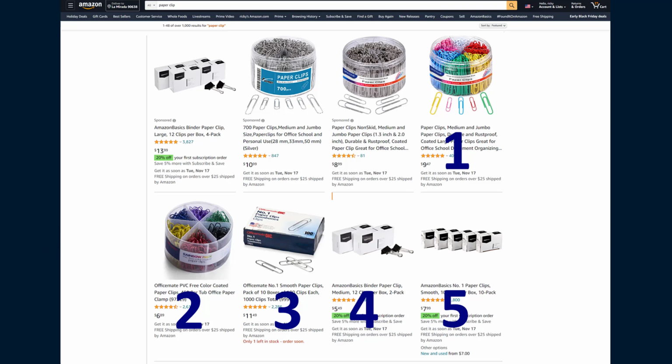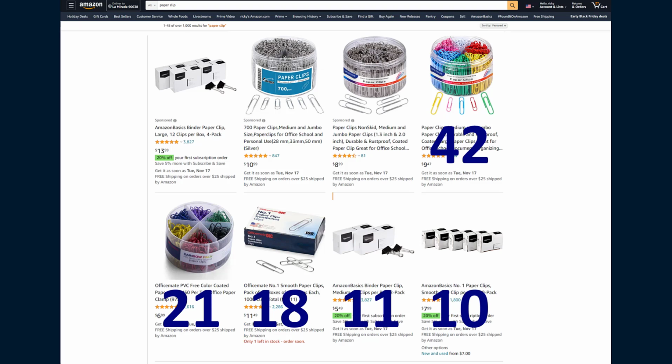So they have an internal algorithm, and what they simply look at is for the last 14 days or 2 weeks, when someone typed in paperclip, how many times did they buy this product? And as you can see, in the last 2 weeks, this guy was averaging 42 sales per day. This one was 21 sales per day, 18 sales per day, 11 sales per day, 10 sales per day. And you can see Amazon is ranking them on the search engine placement accordingly to how many units they average for the last 14 days.